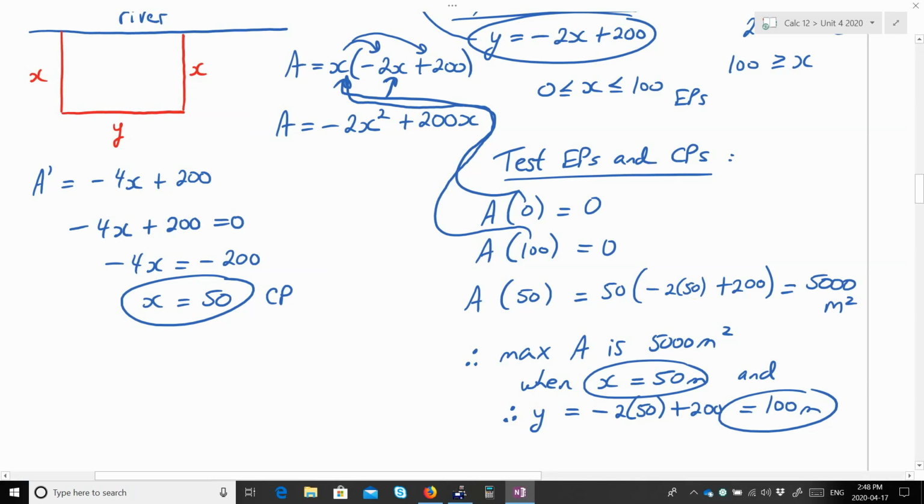Okay, so this will be part 1 of our min-max problems, extreme value problems. I will do another video of the other examples and post that video as well.